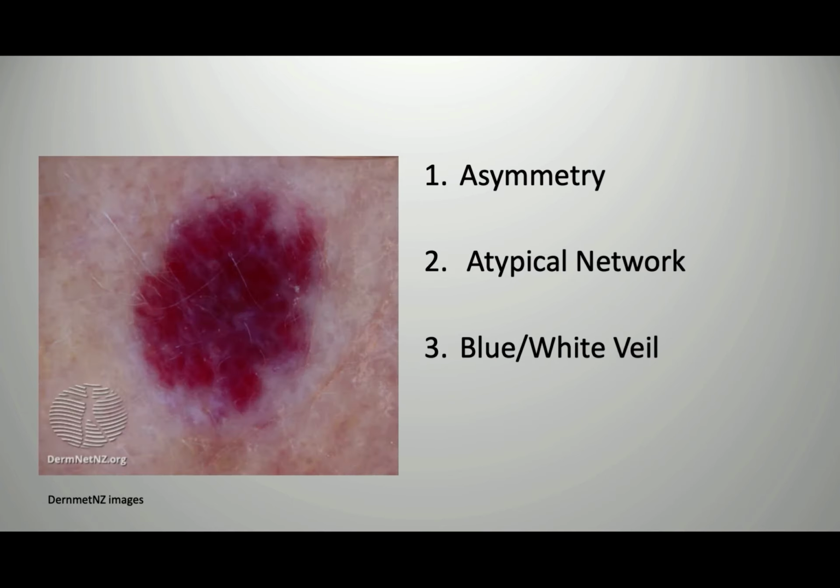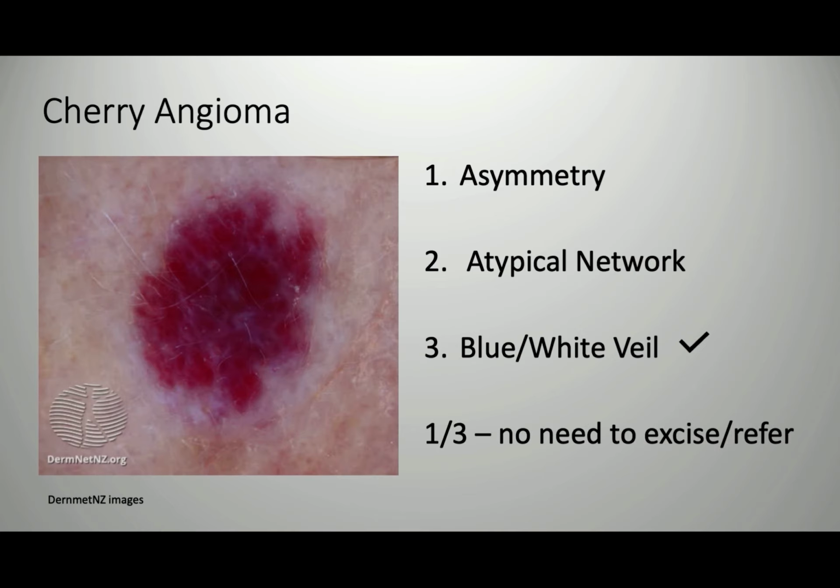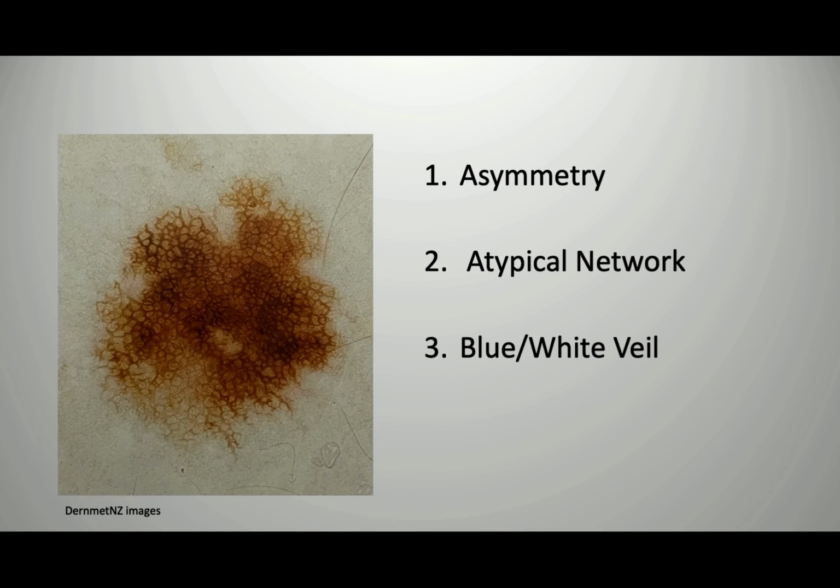What about this one? It's fairly symmetric looking. It doesn't have any atypical network because there is no network. There's a little bit of that blue-white veil you can see, but there's no need to excise this because it's 1 out of 3. It's a cherry angioma. So again, pigmented lesions can be multiple, where we're talking about the 3-point checklist, which will apply to melanocytic lesions only.